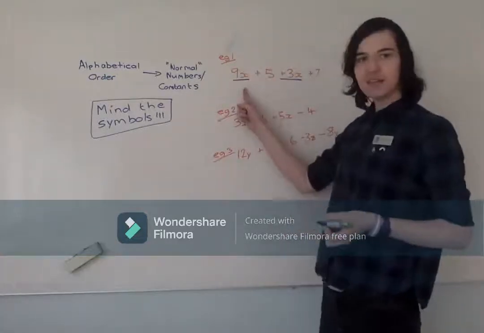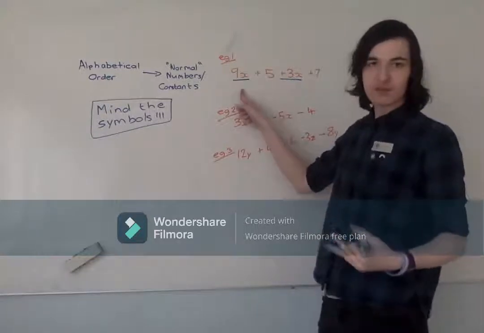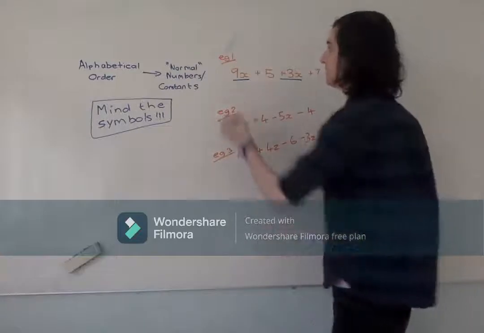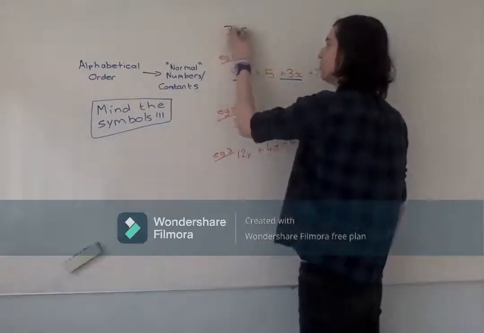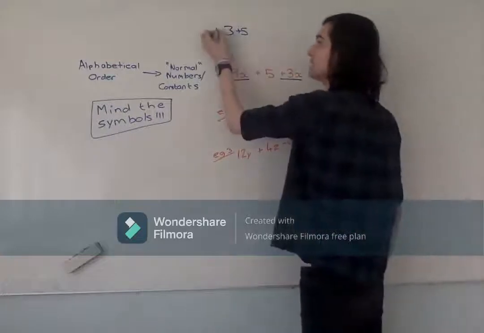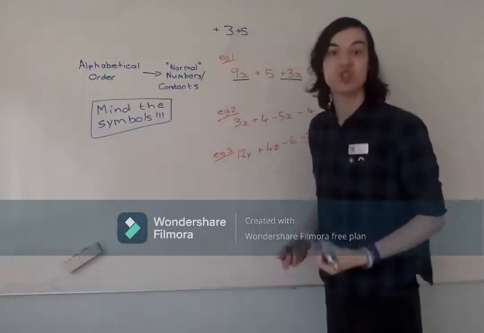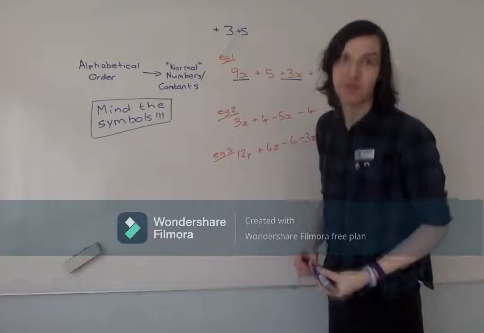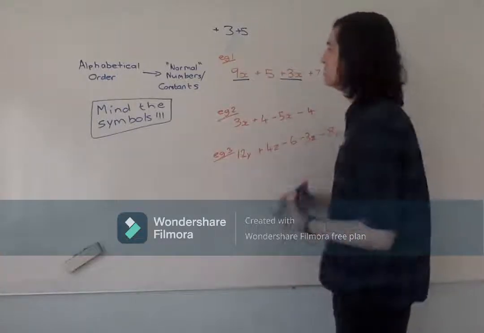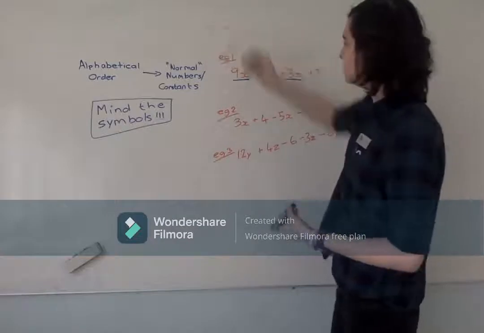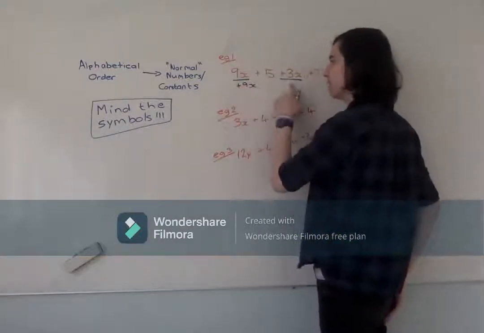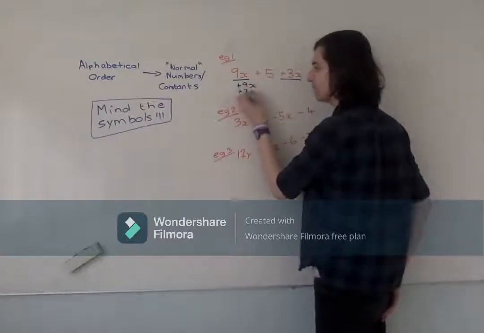Now, that 9x, that is positive. If it doesn't have a symbol in front, we assume it's positive. Think of it like this. 3 plus 5. We know that 3 plus 5 is 8. However, you never see it like this, so we just assume that that 3 is positive. Same applies for algebra. We've just got a few letters in there. So, first one here, we're going to have a plus 9x. We're going to have plus 3x as well.